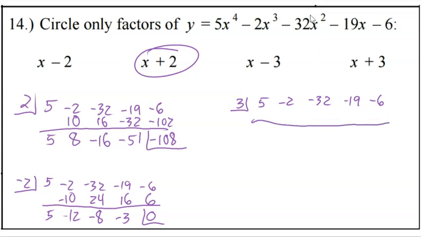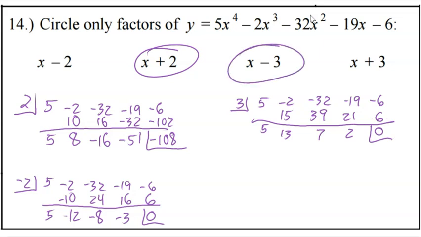Draw a line. We're going to bring down the 5. 5 times 3 is 15. 15 minus 2 is 13. 13 times 3 is 39. 39 minus 32 is 7. 7 times 3 is 21. 21 plus negative 19 is 2. And 2 times 3 is 6. 6 plus negative 6 is 0. And so we got a remainder of 0 again, and that means x minus 3 is a factor of that polynomial. Now we just have to test x plus 3.